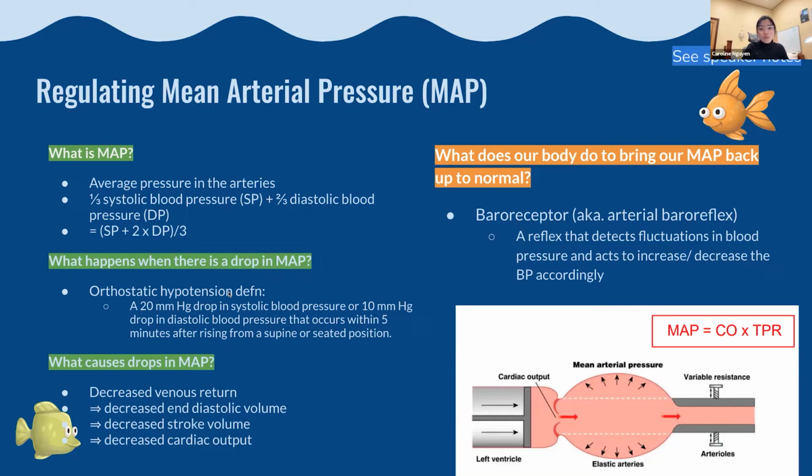So this is the problem. Now let's talk about what our body does to fix it, and then the solution. So the solution is we have these reflexes in our body called baroreceptor reflexes, also known as arterial reflexes or baroreflexes. It's a reflex that detects fluctuations in blood pressure and acts to increase and decrease the blood pressure accordingly.